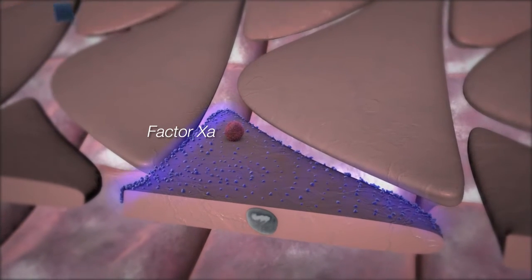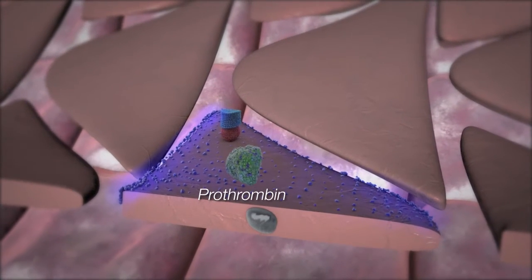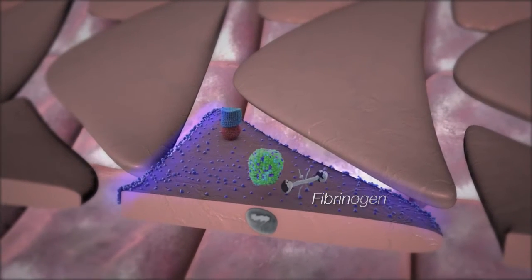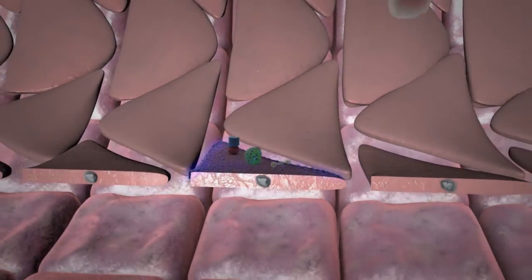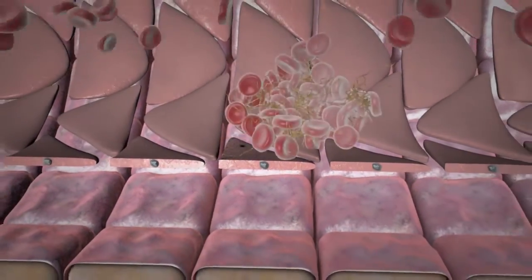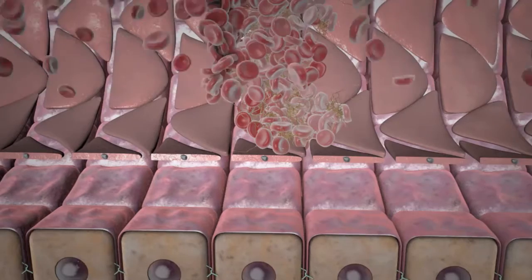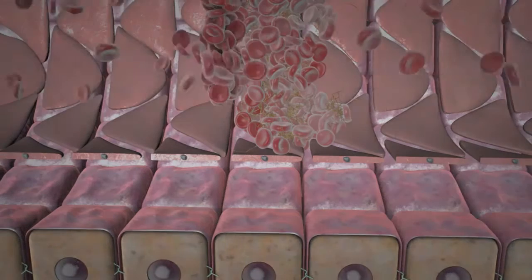Factor Xa binds to its cofactor Va, which catalyzes the conversion of prothrombin to active thrombin. Thrombin then cleaves fibrinogen to form active fibrin. Fibrin molecules form a mesh over the site of damage, and platelets help seal this clot. Red blood cells and other cellular debris are trapped in the fibrin mesh, eventually leading to clotting of the entire sinusoid. Normally, the fibrin mesh gets broken down by plasmin in a process called fibrinolysis.